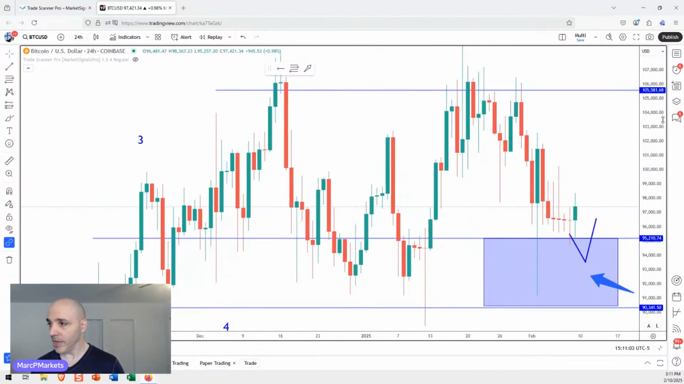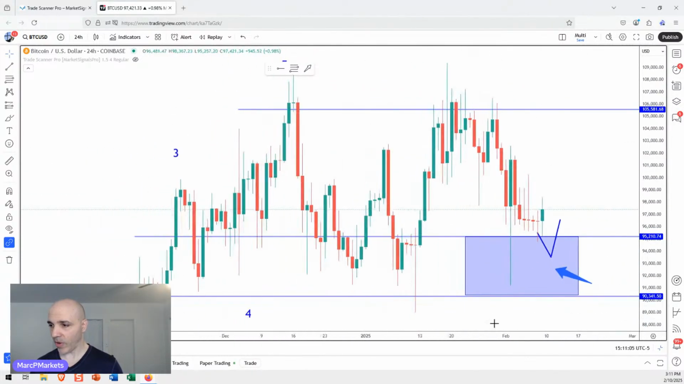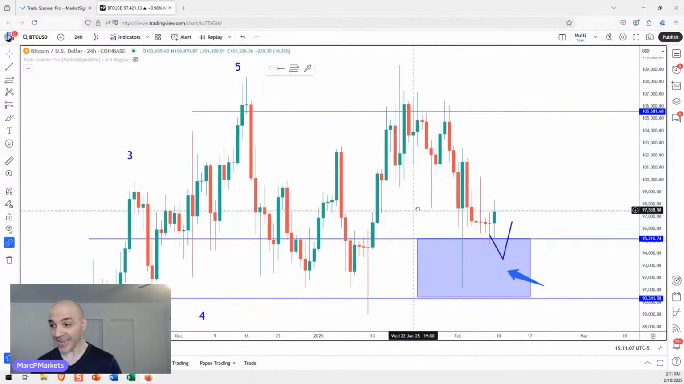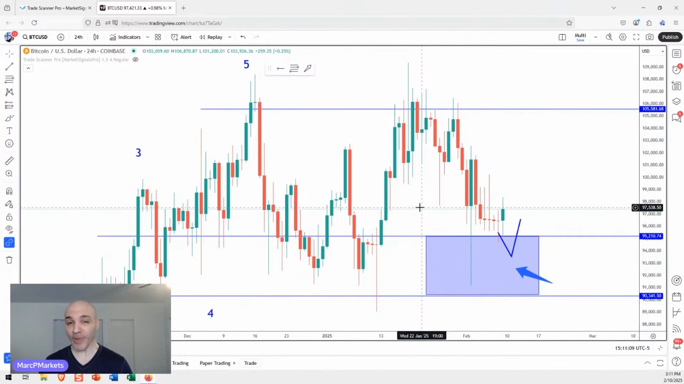This is Bitcoin. I wrote about this in my article. And this price action has been very tough to deal with, especially if you're on smaller time frames.